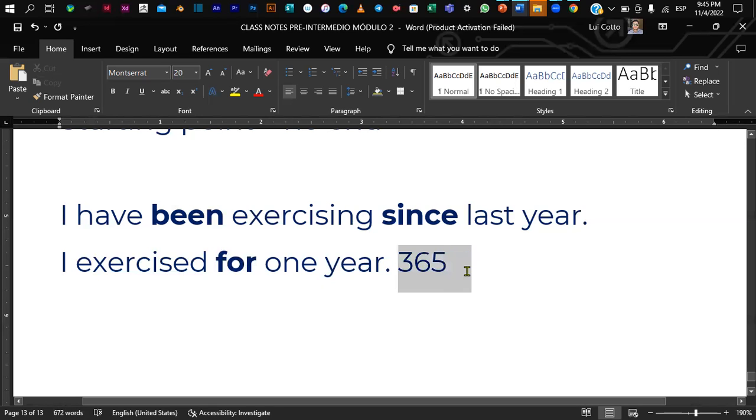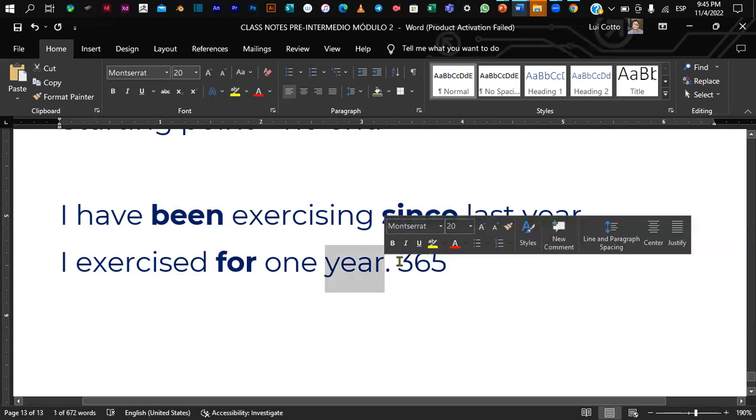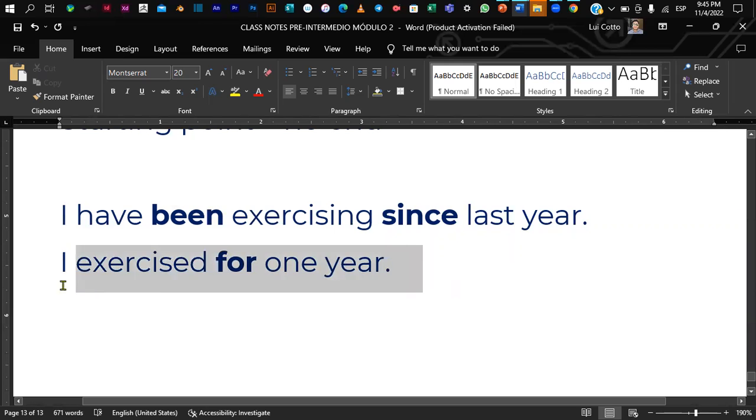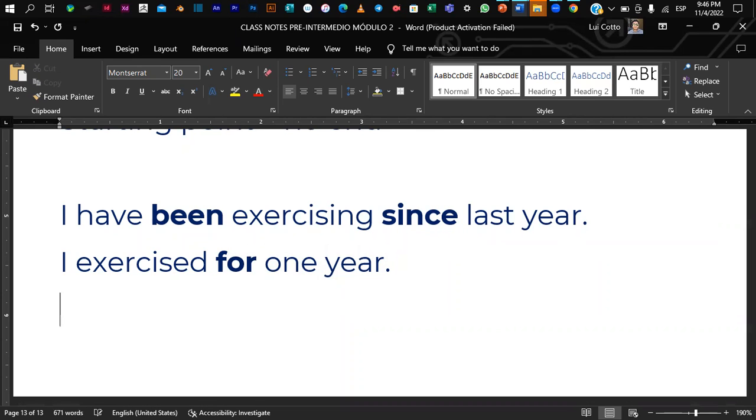365. Correct. Those are the days that a year has. For example, you paid in January, and the renovation of the gym card expires in 12 months. So you exercised for 1 year because you didn't renovate the gym card. Do you continue going to the gym if you don't pay? Can you go to the gym if you don't pay the month? No, correct. You can't do it.